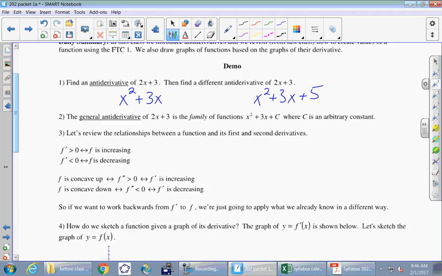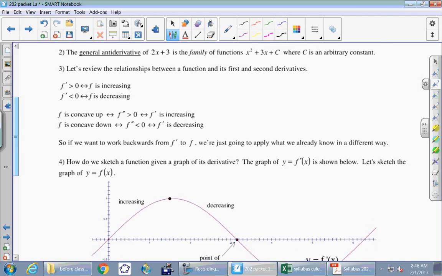Okay, number 3. We're going to talk about some graphing stuff. Let's review the relationships between a function and its first and second derivatives, again, focusing on graphing. So f prime is greater than 0. This double arrow means if and only if, means these two statements are equivalent. So f prime is positive, means f is increasing, right? You got a function with upwardly sloped tangent lines, then the function must have been increasing, and conversely, if you have a function that's increasing, then the tangent lines must be positively sloped, right? And on the other side of that, f prime is negative, means the same thing as f decreasing, okay?